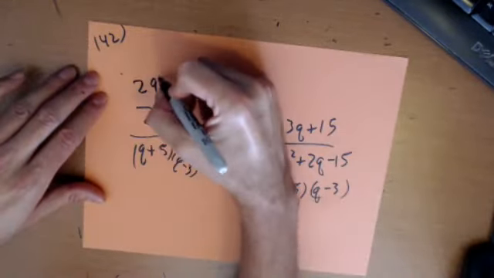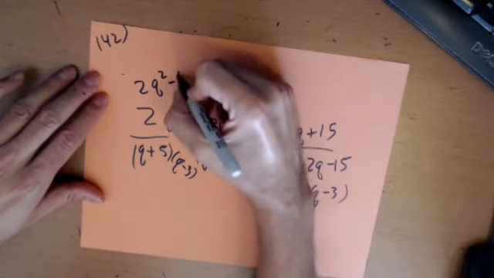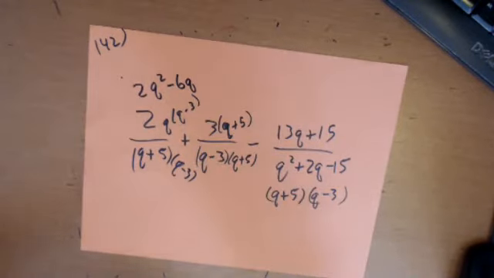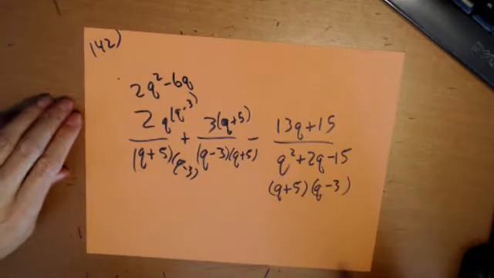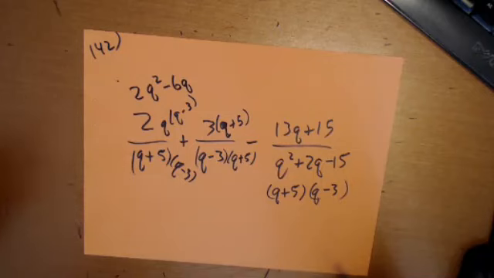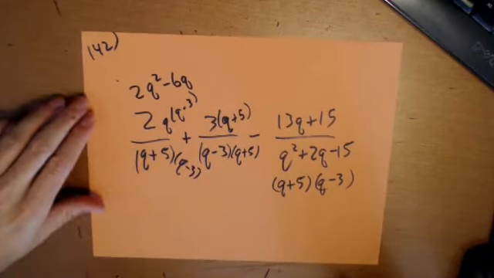Okay, let's clean this up a little bit. That's a 2q squared minus 6q. Should I have been turning this light on the whole time? Is that better? Good gosh, my bad. Does it look better? Can't believe you didn't have the light on the whole time.